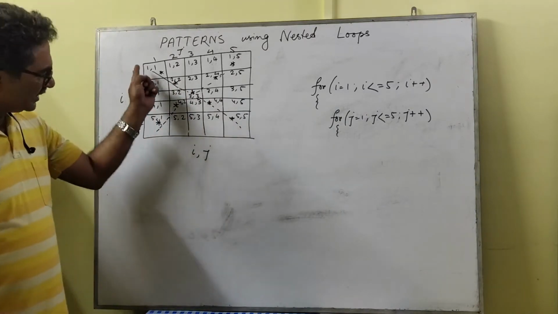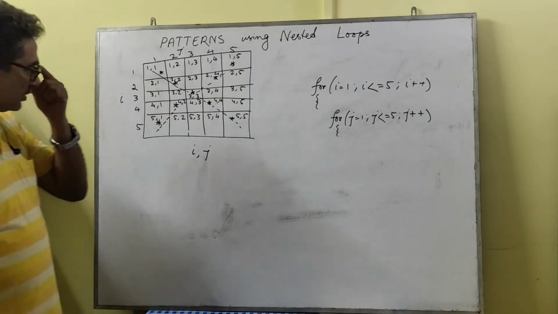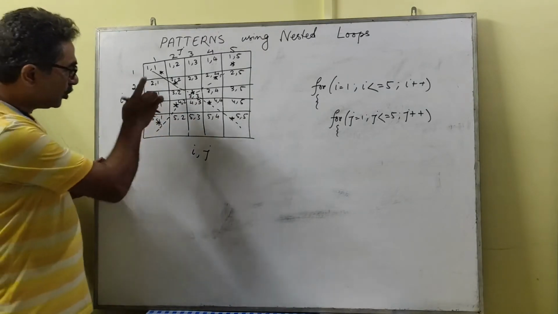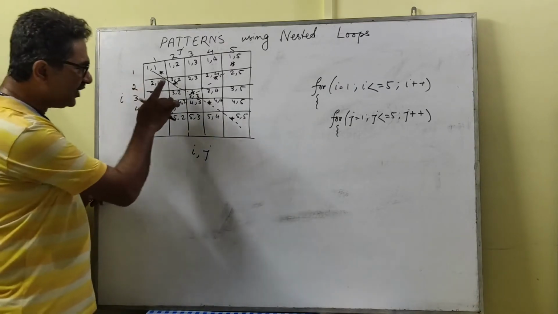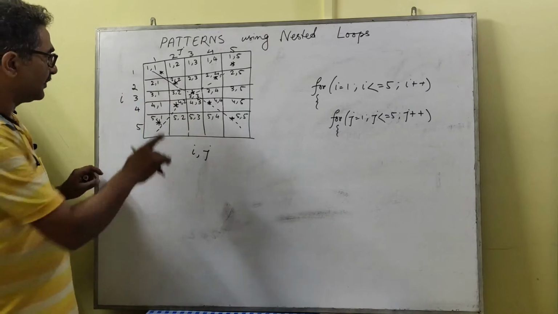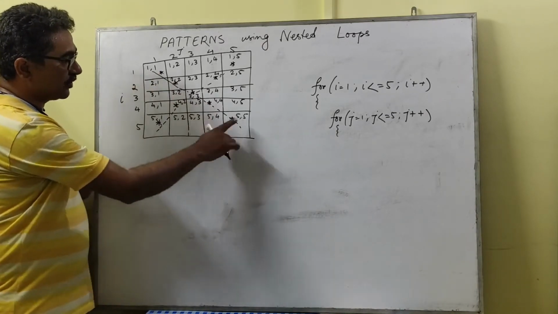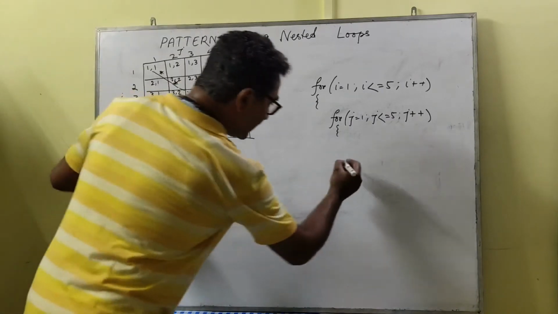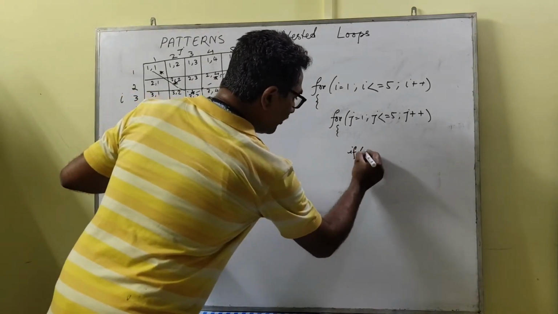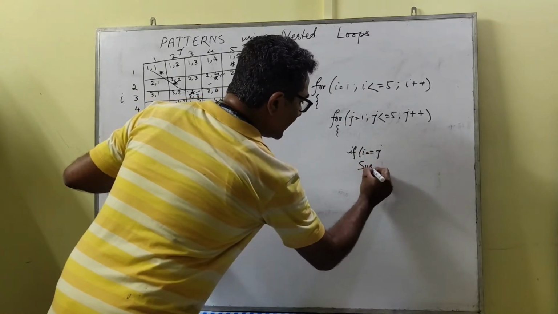So here, in the first case, that is the left diagonal or major diagonal, whatever you may call it. If you look at the relationship between I and j, you will find that the value of I and j is always the same. Look at this. I and j is 1, 1, 2, 2, 3, 3, 4, 4, 5, 5. So the value of I and j is always the same. So we can tell if the value of I and j is the same, I am going to print an asterisk.